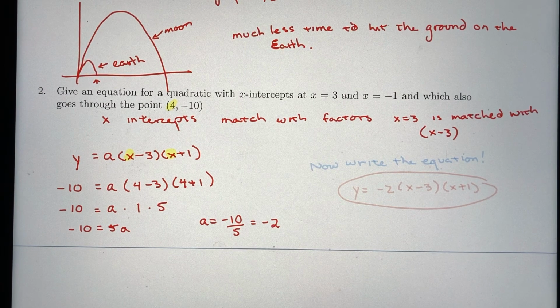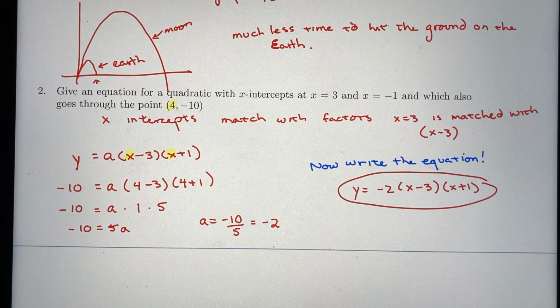And don't forget to actually write the equation. Finding A is only all the work. It's not the answer. Okay, remember that it doesn't have to be turned into either standard or vertex form. Factored form is a perfectly good form also.